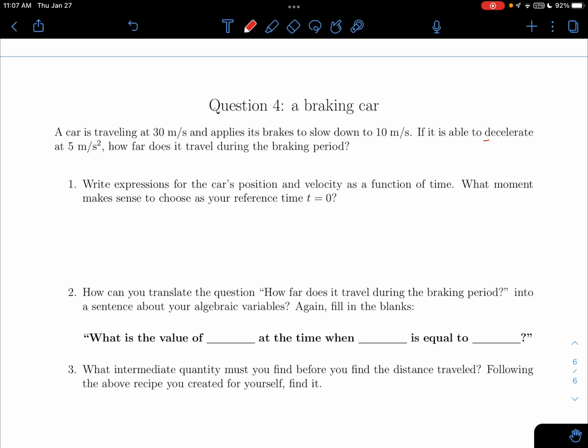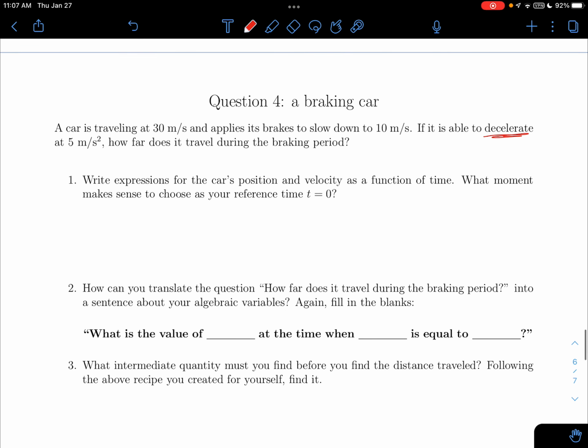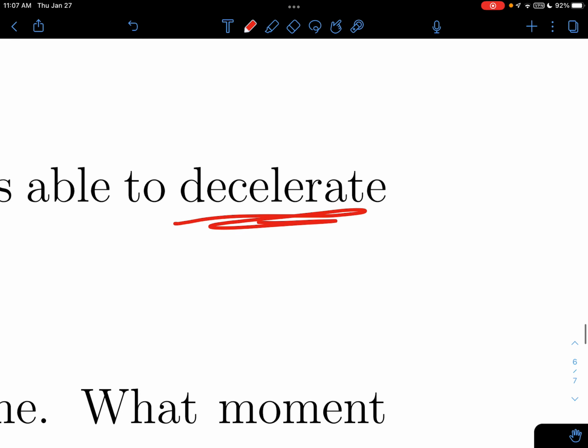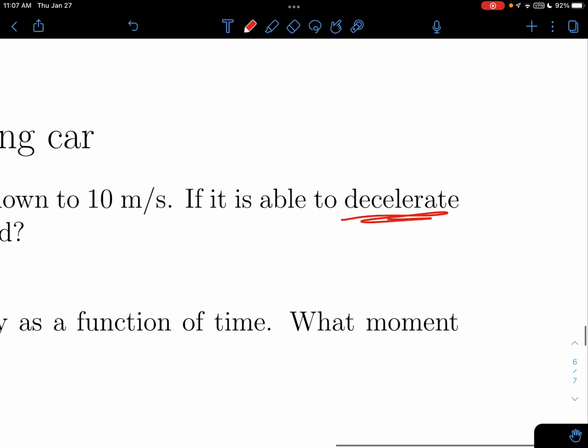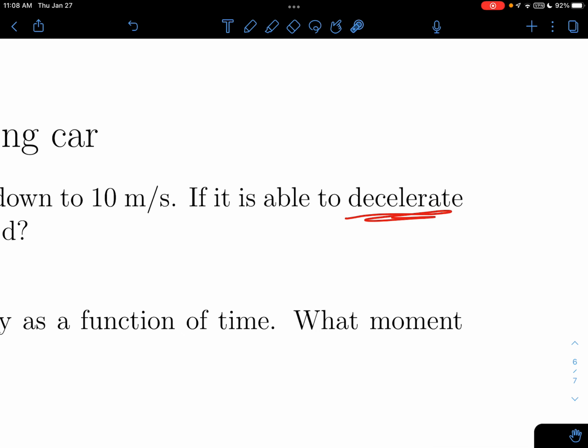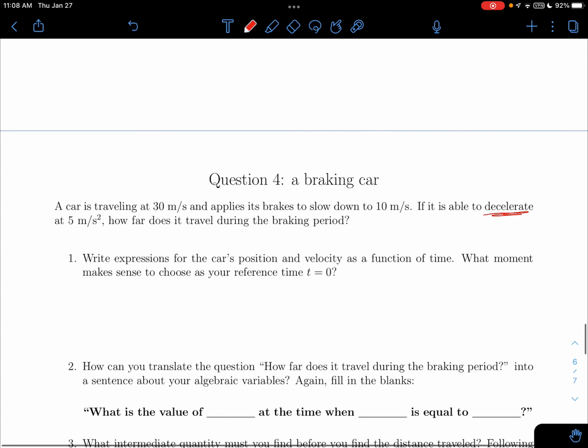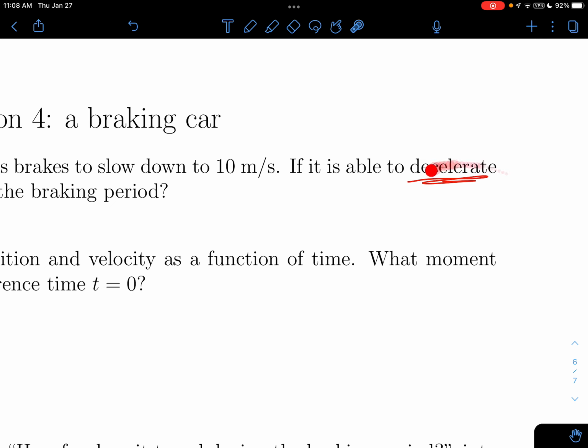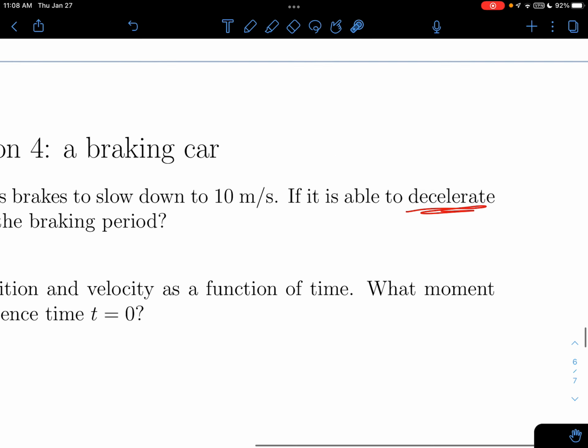So decelerate is usually used to mean slow down, but really what it means is acceleration. It usually means it slows down, but this can mean going from a really big negative velocity to a smaller negative velocity, or a really big positive velocity to a less positive velocity. So this does not mean that the acceleration is negative. So let's set up our axes first. This doesn't necessarily mean that our acceleration has to be negative.